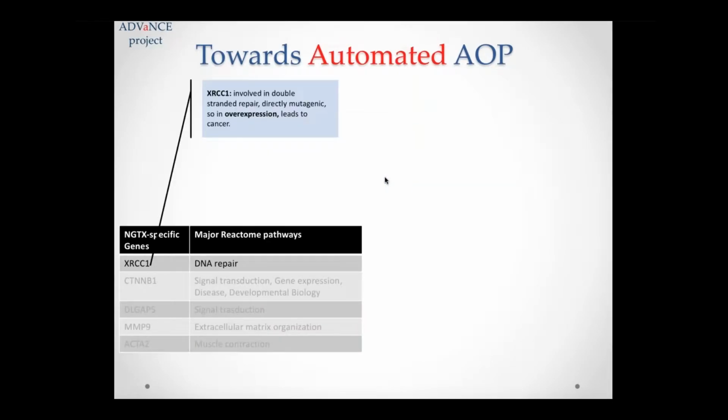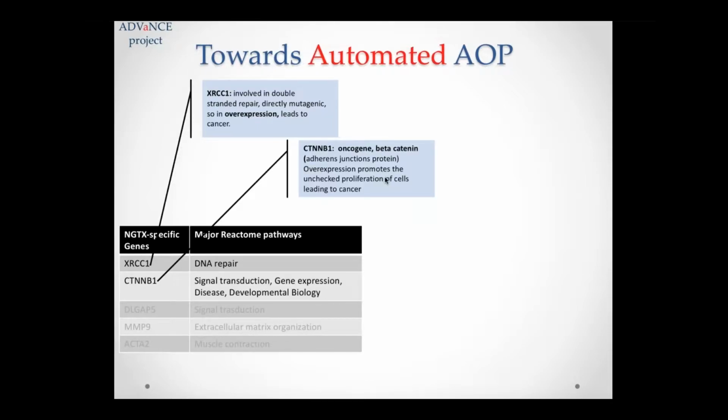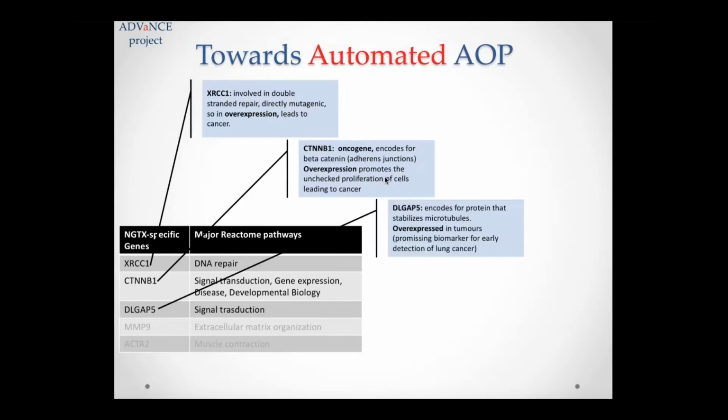So what we did is we just went through the literature a bit, and we looked at what the relationship is, whether there is a direct relationship between those genes and cancer. And for 4 out of the 5, it was quite good information, and they are quite good hits. The first one is involved in double-stranded DNA repair, and direct overexpression leads to cancer. Then the second one is an oncogene. When overexpressed, it promotes proliferation leading to cancer.